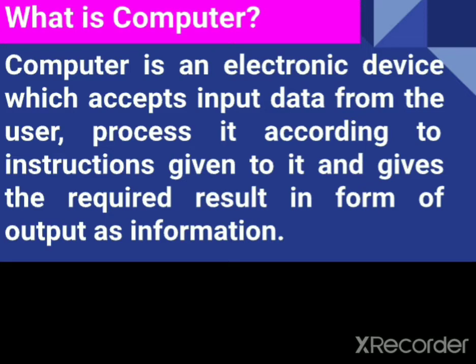A computer is an electronic device. It accepts the data, that is input data from the user, like 250 if we had entered, and processes it according to the instructions given to it. Suppose we want 2 plus 3. So we enter 2 and 3, and plus also. It will process that, solve the plus, that is addition of two numbers, 2 plus 3, and give you the required result in the form of output as information. So when we get the result 5, that final result is called information.